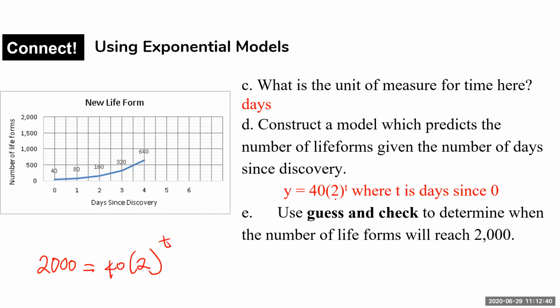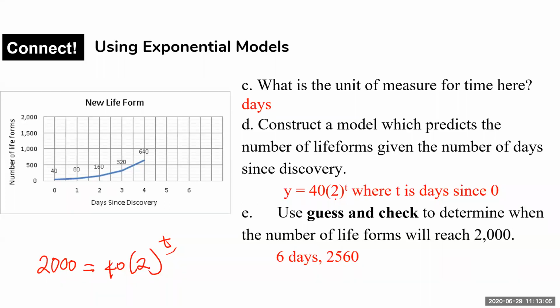So we want to know when the number of life forms will reach 2,000. We just have to keep on varying, changing the T until we get a number of 2,000 or a little more. Is that okay? Now, we could have used logarithms to do that, but logarithms should not be covered under this. So we have to use guess and check. We have to keep changing the T until we get 2,000.